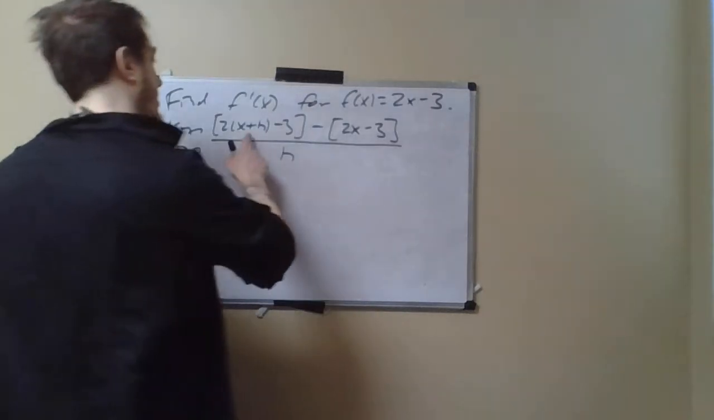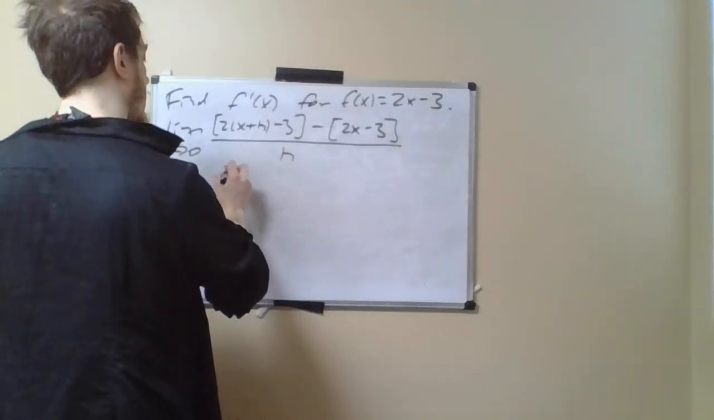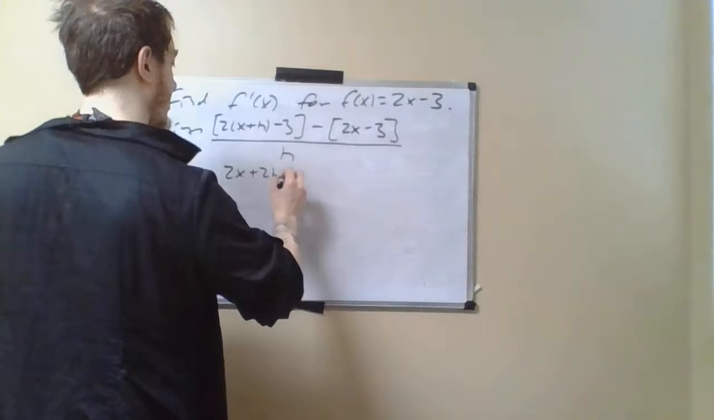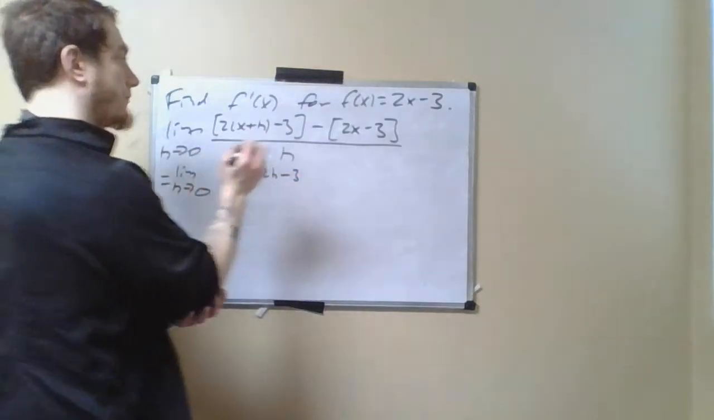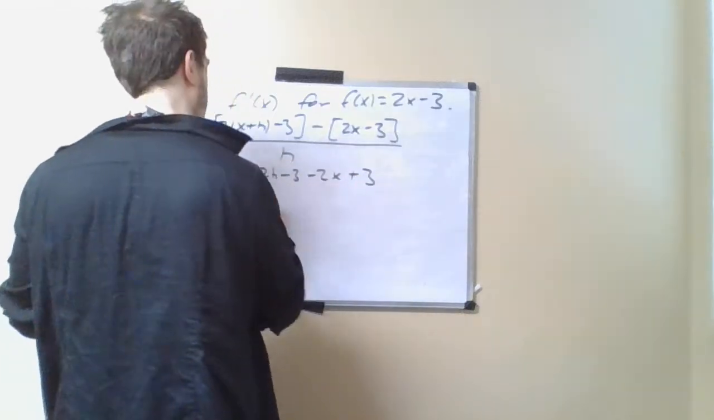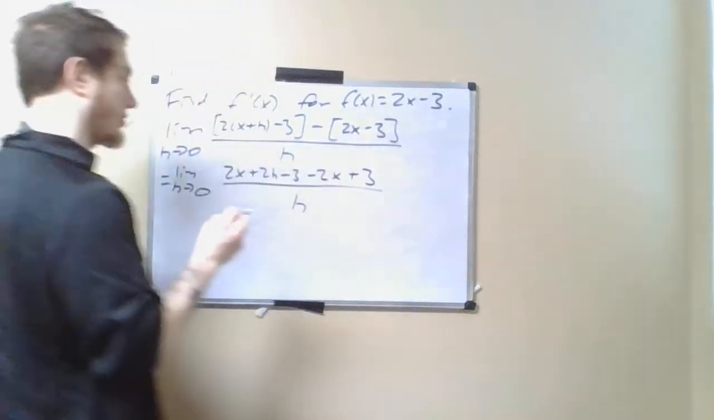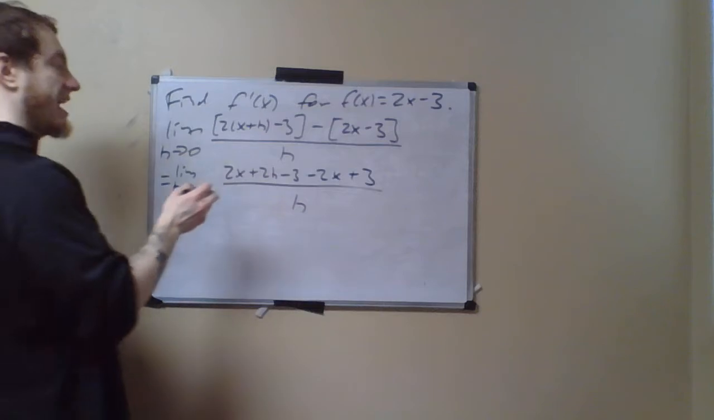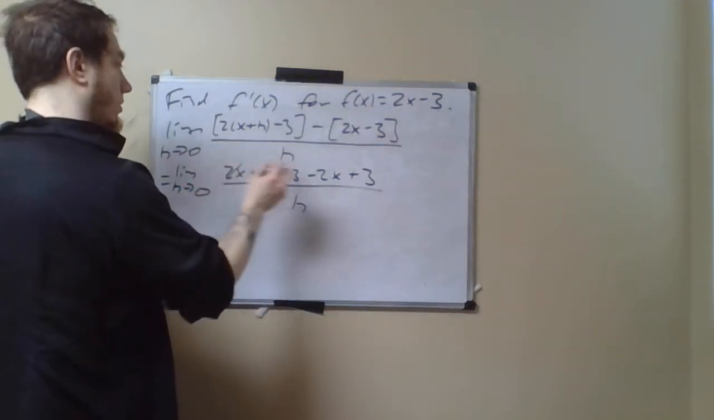So then what is this going to come out to be? Well, this is going to become 2x plus 2h minus 3. And then I'm going to have minus 2x and plus 3, all divided by h. Now, I notice here that the 2x's will cancel.